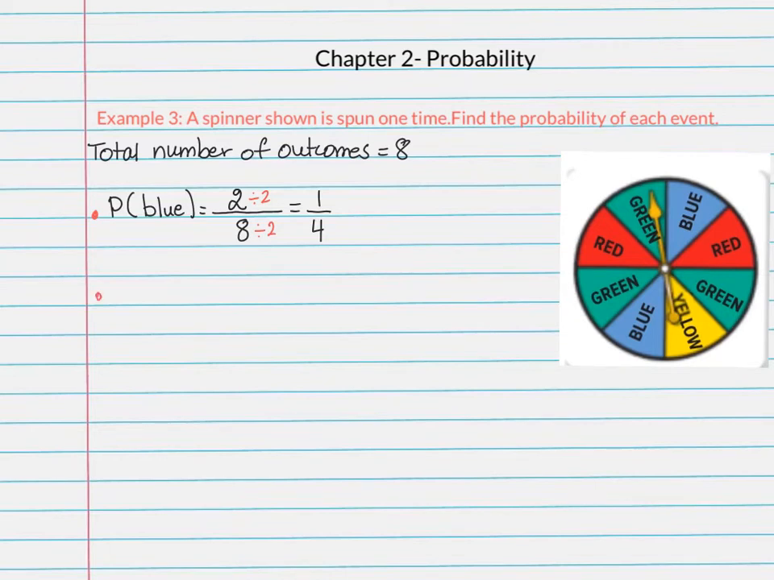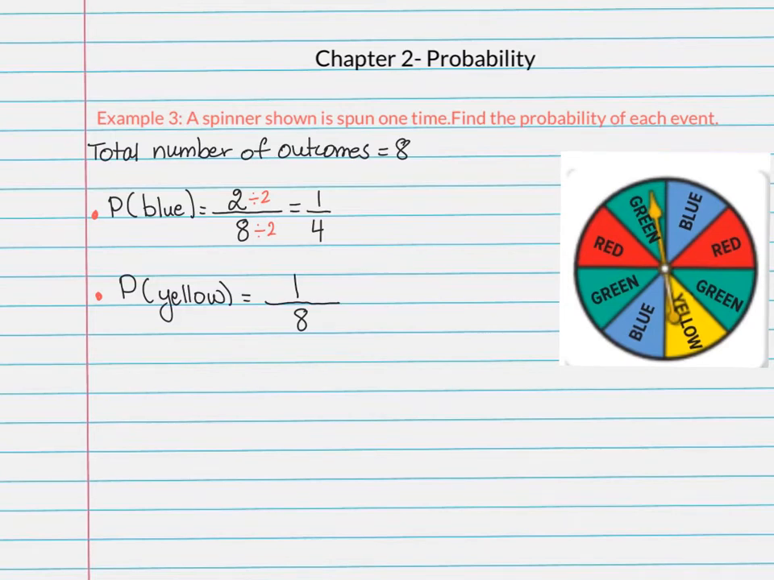Another question. What's the probability of having a yellow color when you spin the spinner? Again, we have a fraction here. The denominator is 8. It's the total number of outcomes. Let's go back and count. How many yellow colors do we have? We only have one yellow color. So the numerator here is 1. So the probability of getting a yellow color is 1 out of 8.